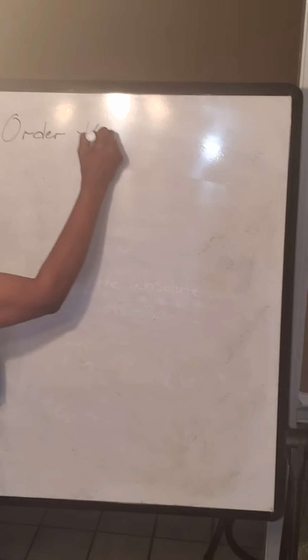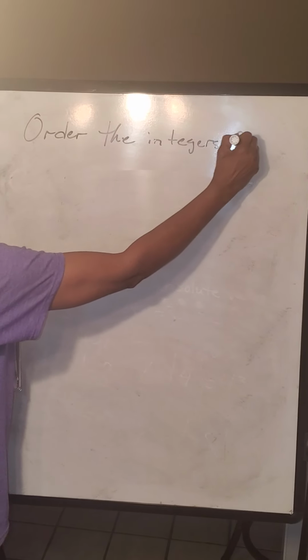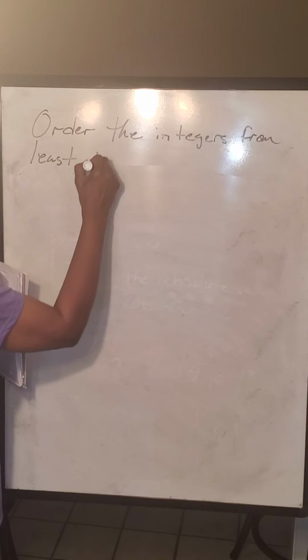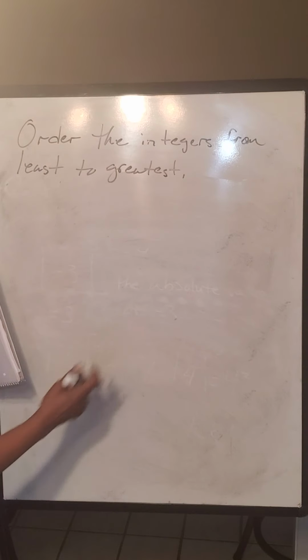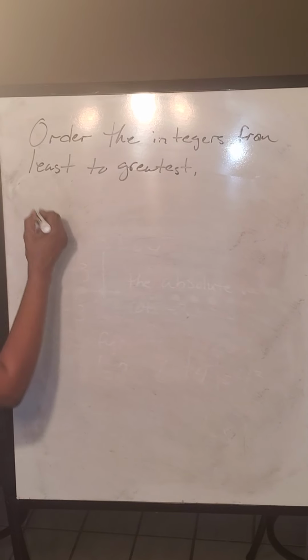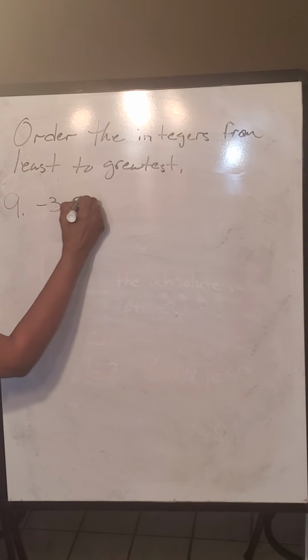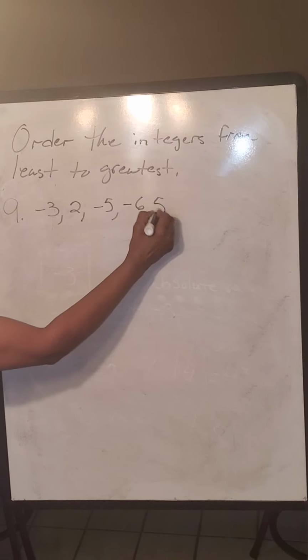Let's put some numbers in order from least to greatest. Order the integers from least to greatest. Example 9. If I had a -3, 2, -5, -6, and 5.